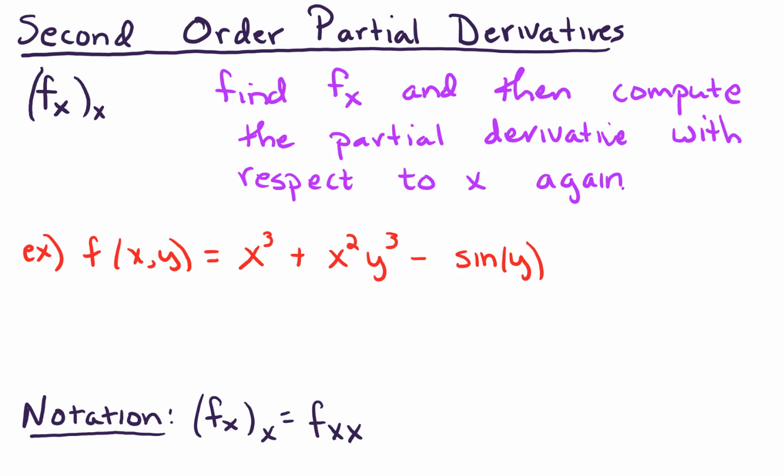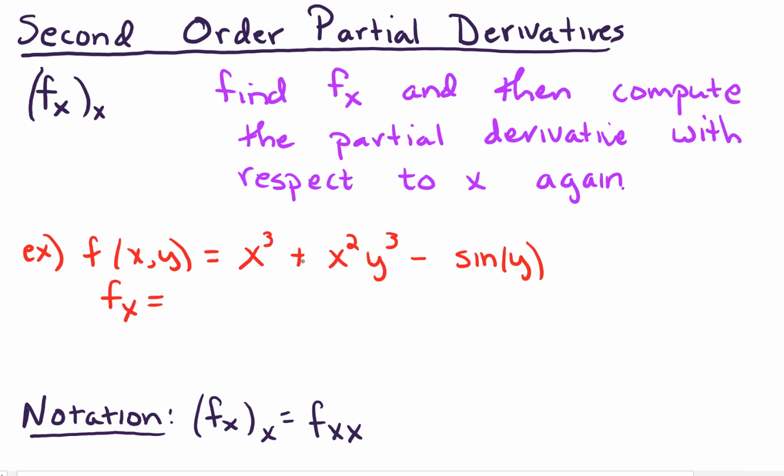Hello, in this video we're going to talk about second order partial derivatives, and the notation you'll see to begin with looks like a partial derivative with respect to x inside the parentheses, and then outside the parentheses we've got another partial derivative with respect to x. And so what this tells us to do, working inside the parentheses first, it says find f sub x, find the partial derivative with respect to x, and then with that result compute the partial derivative with respect to x again. So let's take a look at an example.